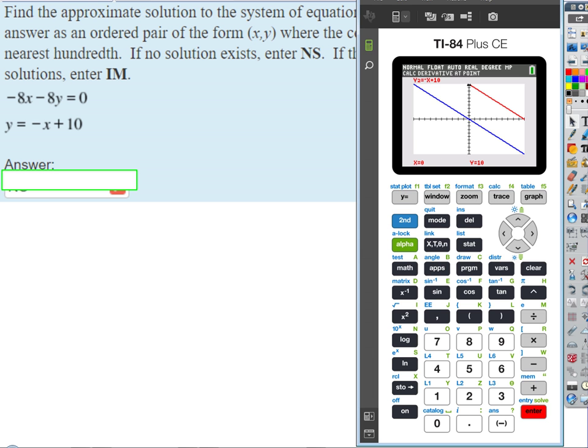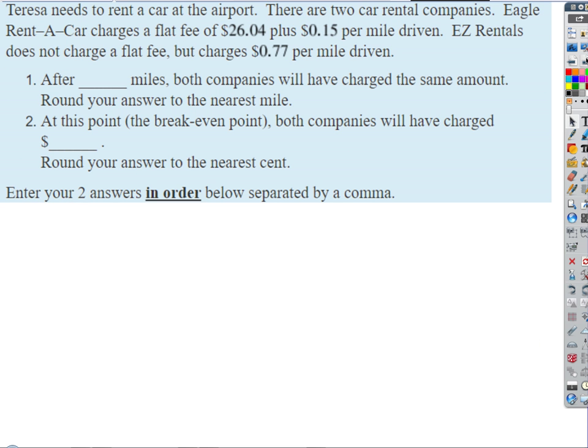Okay, so there's one kind of cool little technological shortcut, and that is a really quick and easy way to find the solution of a linear system really fast.